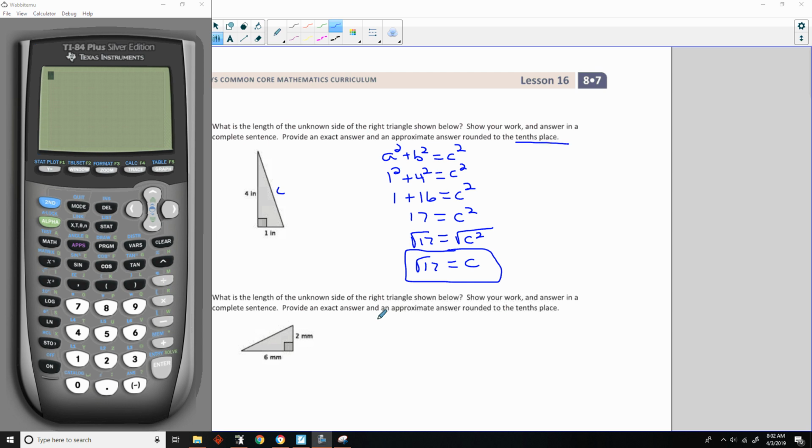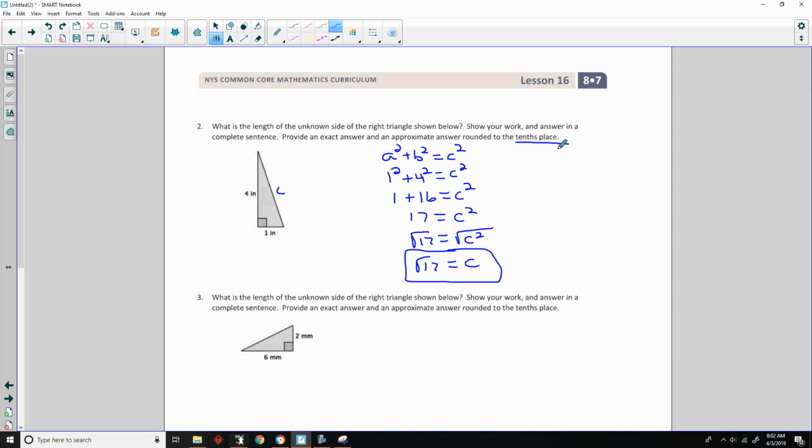Okay, so I have my calculator here, but I do know it's 4 point something. Square root of 17 is just a little more than the square root of 16. The square root of 16 is 4, and the square root of 25 is 5, and 17 is right next to 16, so it's 4.1 or 4.2, but let's just use the calculator. So I'd say the square root of 17, enter, 4.123, rounded to the tenths place. So therefore C is approximately 4.1 inches.